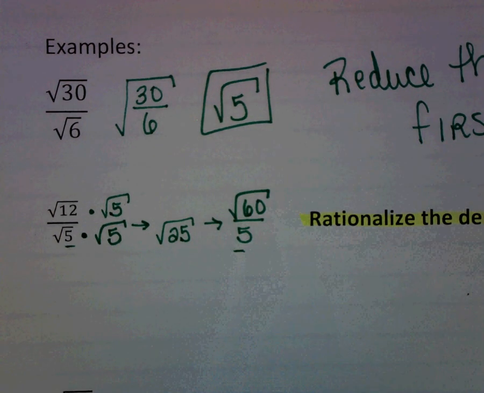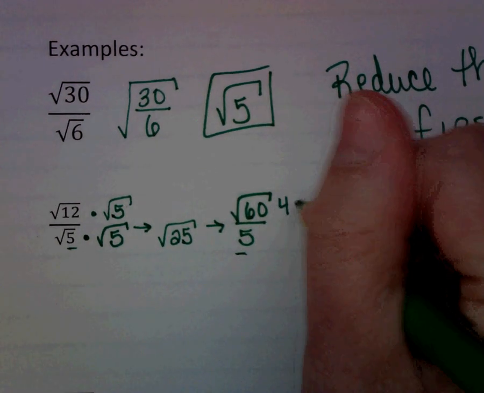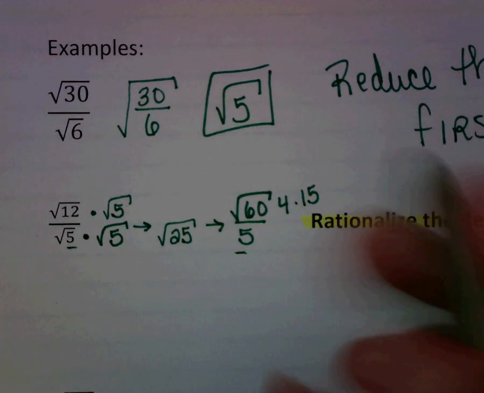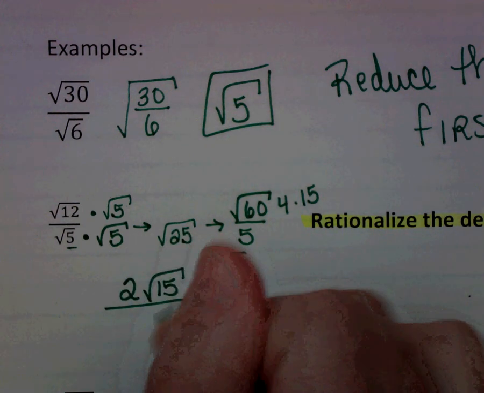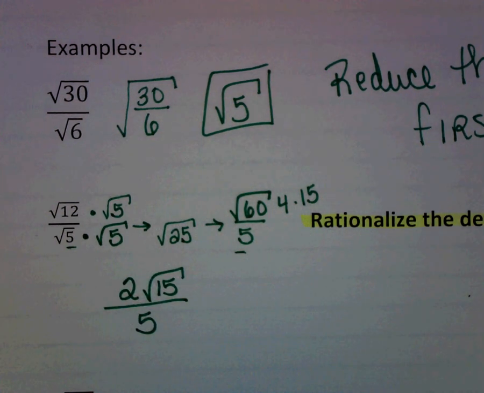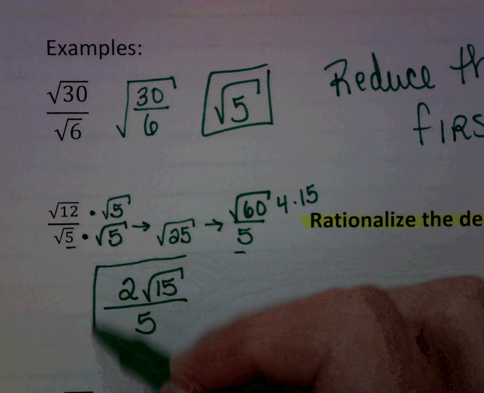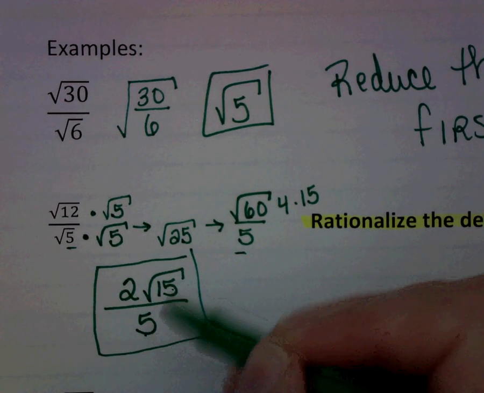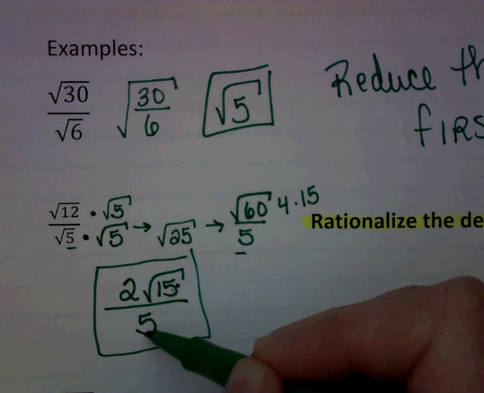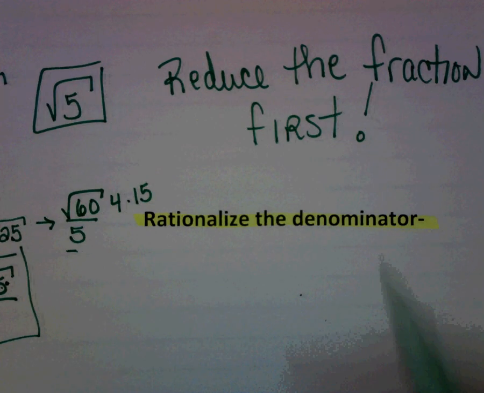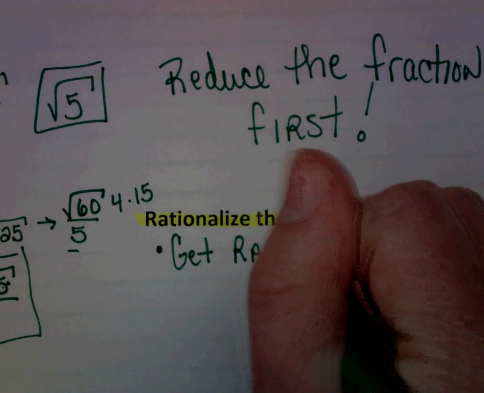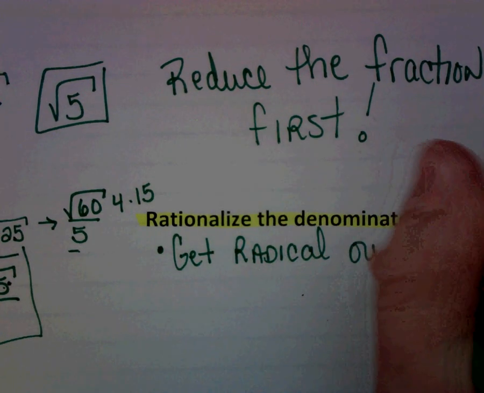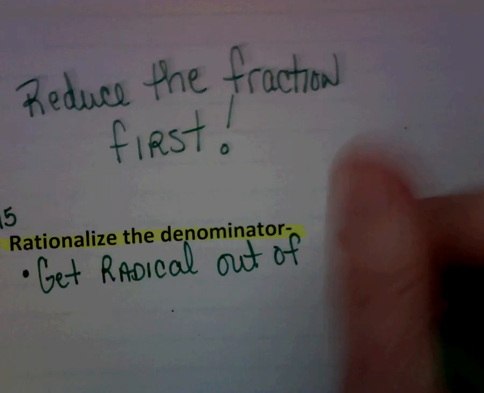Now, does 60 have any perfect squares in it? It sure does. It has 4 in it. It would be 4 times 15. So that would reduce to 2 the square root of 15 over 5. And that's it. That's all we can do. We can't simplify 15 and 5 because one is a radicand and one is not. Okay, so let's write this down. To rationalize the denominator, that basically means we need to get the radical out of the denominator.